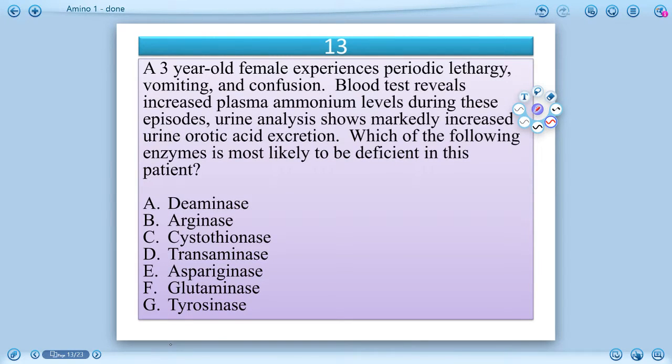A 3-year-old female experiences periodic lethargy, vomiting, and confusion. Blood test reveals increased plasma ammonium. Urine analysis shows markedly increased urine uric acid excretion. Which of the following enzyme is most likely deficient in this patient? Deaminase, arginase, cystathionase, transaminase, asparaginase, glutaminase, tyrosinase. It's arginase. Very good.